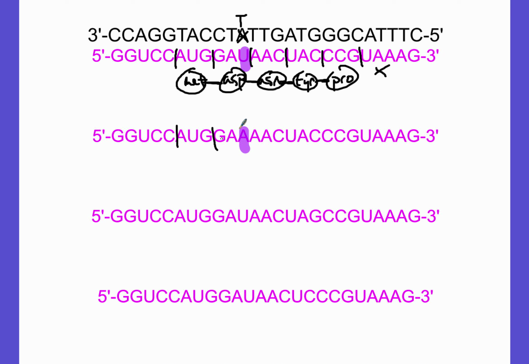And understand that most of this remains the same. I'm still going to get a methionine. I'm still going to get an ASN here. I'm still going to get a tyrosine. I'm still going to get a proline here. But this base change, that U to an A, is going to make a difference. GAA is actually going to bring in a GLU instead of an ASP. So I have a slightly different protein.